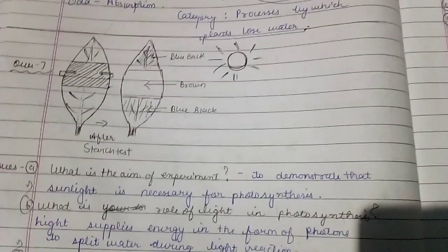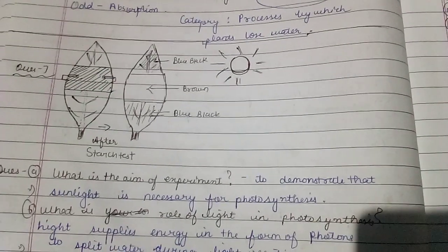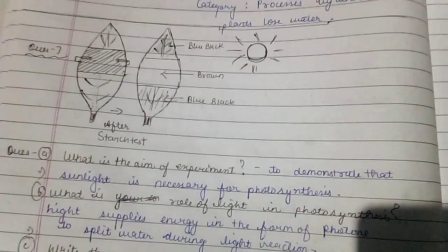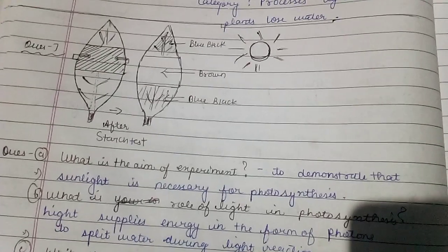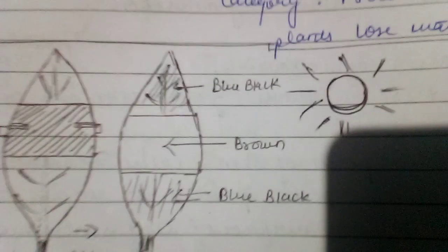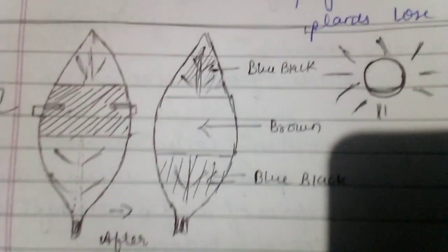Now this is an experimental setup in which there is one leaf. The leaf is covered by a black paper, and then kept in the sun, and then a starch test is done after a while. Okay, the starch test is done after a while.